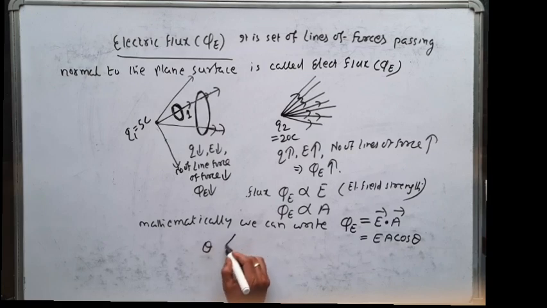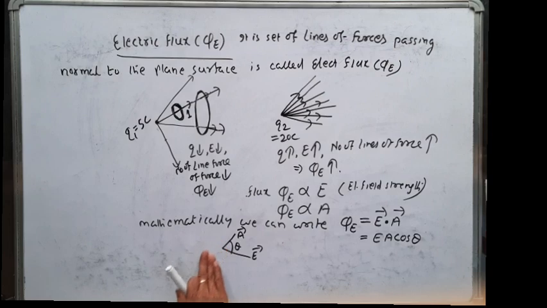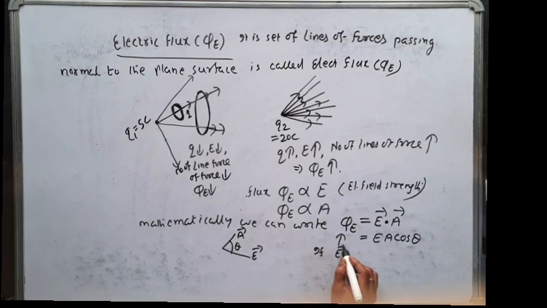Theta is the angle between the electric field vector and area vector. So from the name it indicates, the expression of the flux is equal to E dot A, provided this is under what condition? If the electric field is uniform.